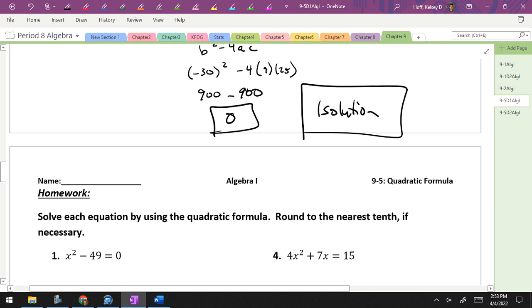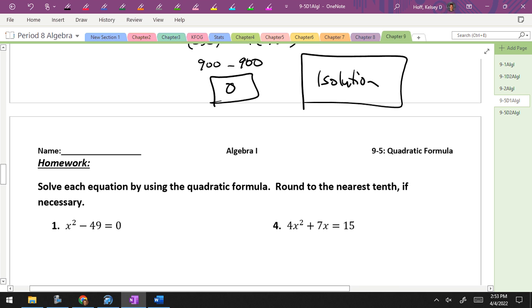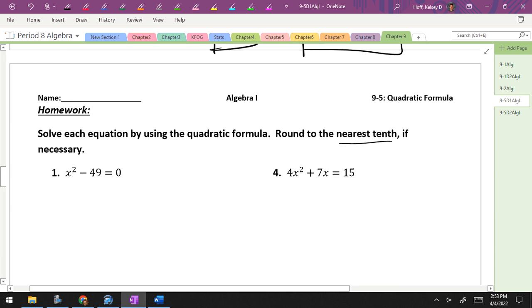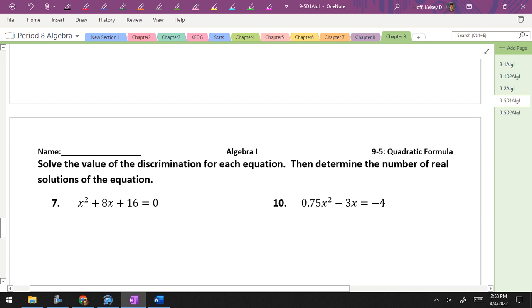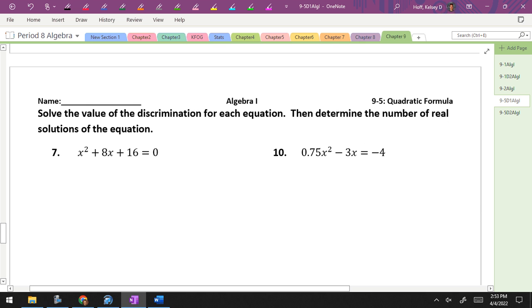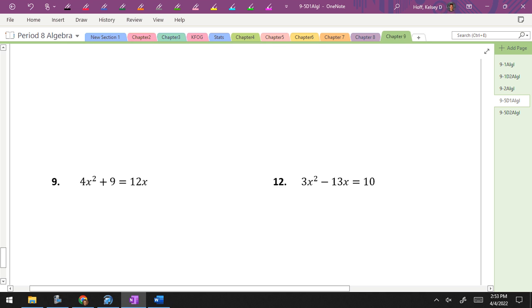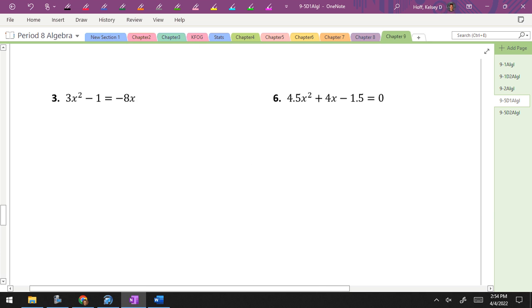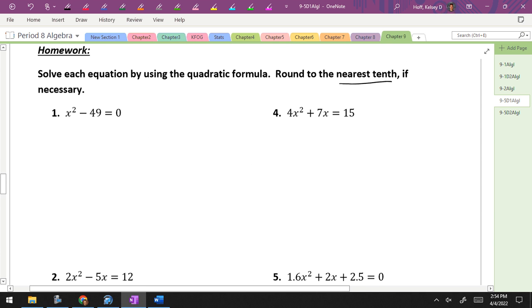All right, your homework starts off, solve the equation by using the quadratic formula, round to the nearest tenth if necessary. That takes you 1 through 6. Then the back page is to solve the value of the discriminant and determine the number of real solutions, which is 7 through 12. I don't care if you start with 1 through 6 or if you want to start with 7 through 12, as long as you have this done at the start of class tomorrow. Ready? Go. I do not have an answer key yet, so I can't even tell if you're right or wrong.